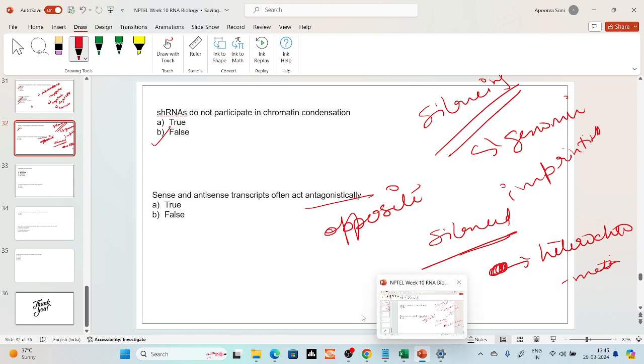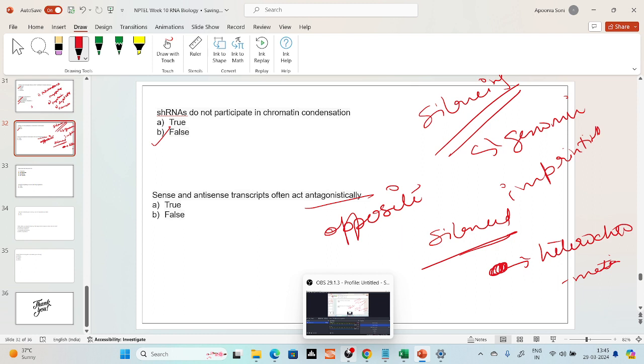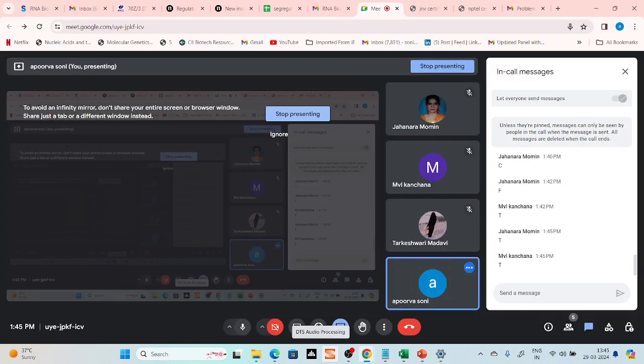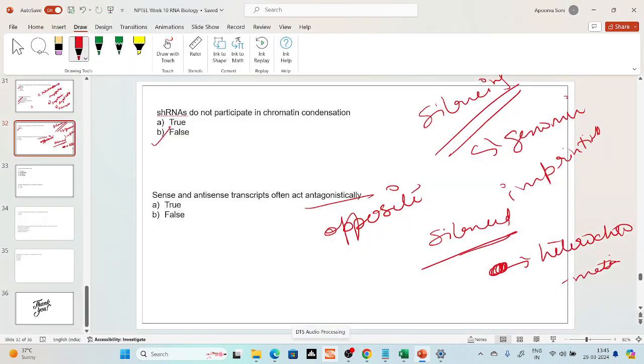1 minute and then I'll switch the screen. Okay. So Jahanara and Momin both have answered true, and the correct answer is true. Yes. So that means obviously sense and antisense have opposite behavior all the way long. We have been learning about this only. They are complementary to each other and they have opposite behaviors.